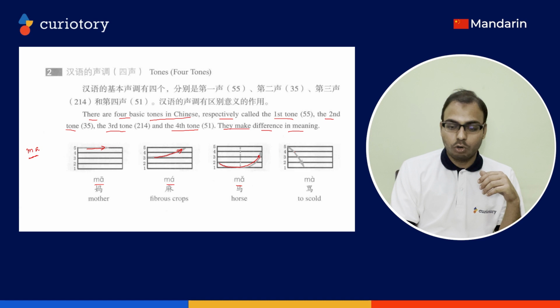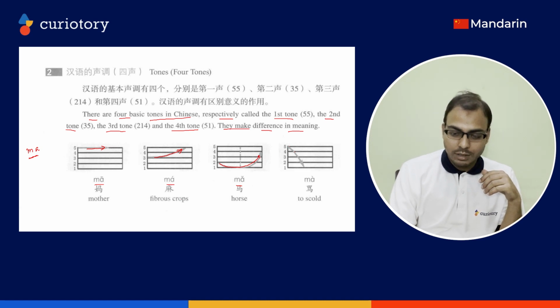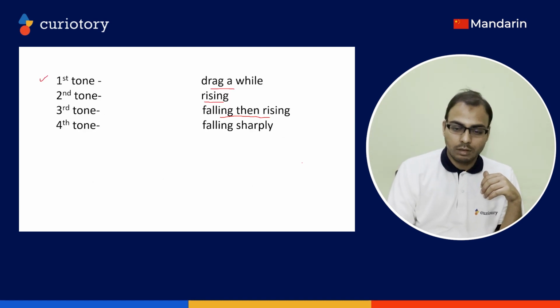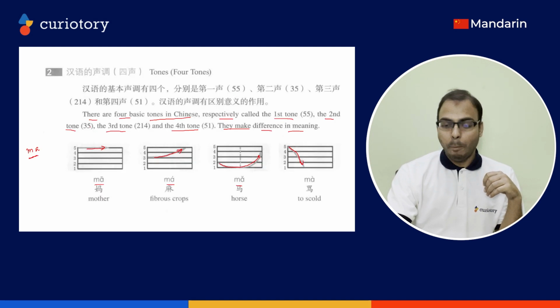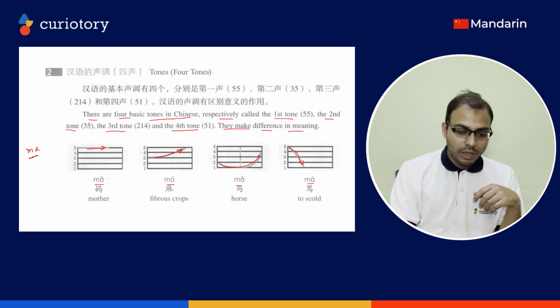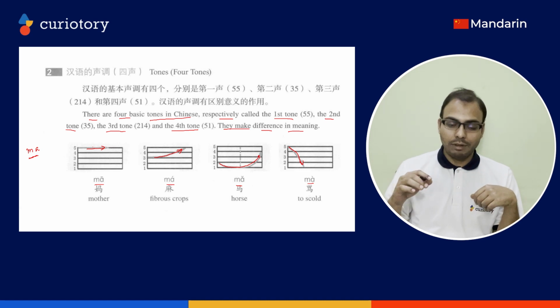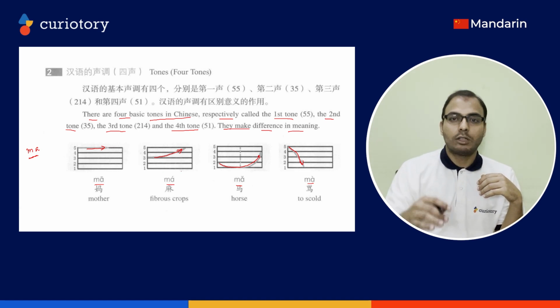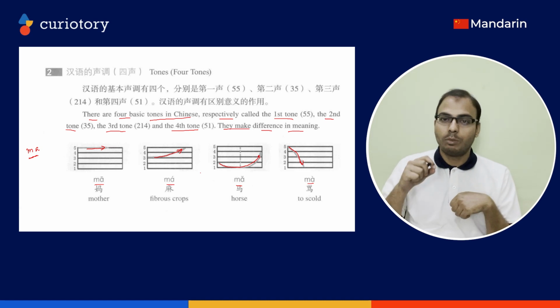How to say it in the fourth tone? The graph is also telling, your voice should be falling sharply. So how to say ma, ma. I'm sure you must have felt that my voice is falling sharply. So these were the rules of the 4 tones. In the first tone, you will have to drag a while. In the second tone, your voice should be rising. In the third tone, your voice should be falling, then rising, and in the fourth tone, your voice should be falling sharply.